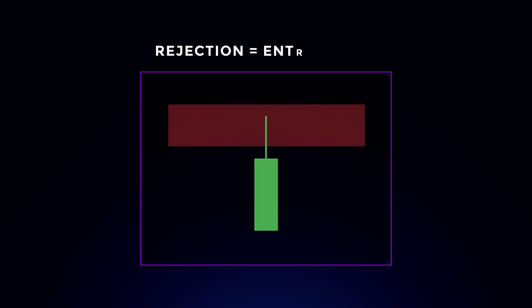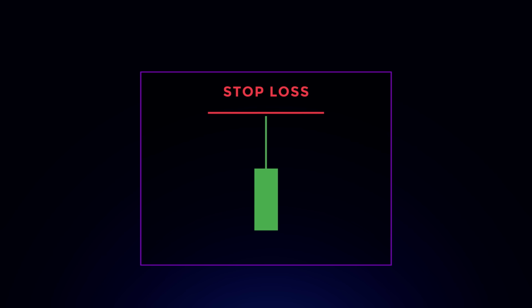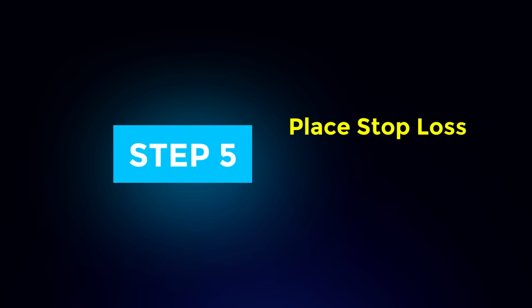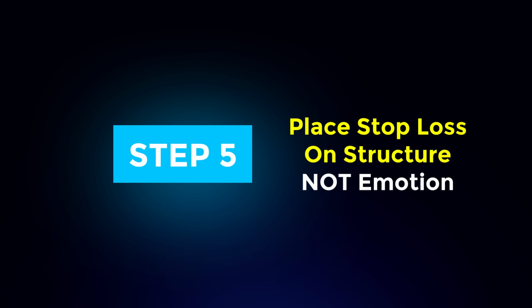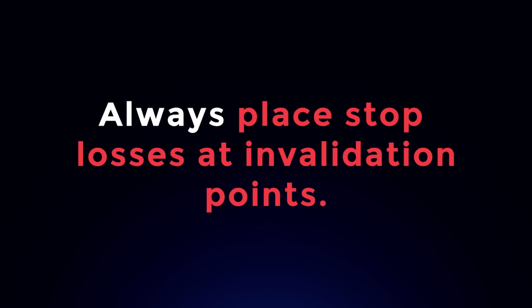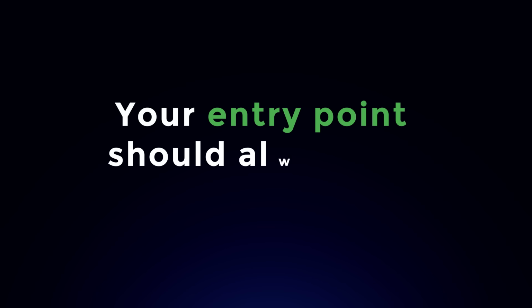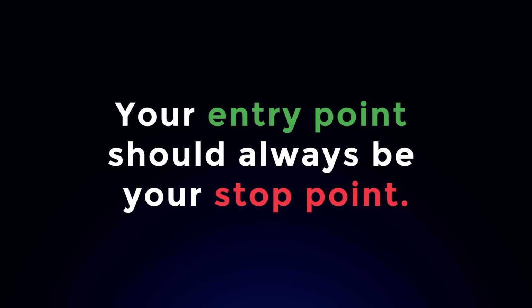And once you see that rejection, that's your entry signal. Enter immediately after the wick or rejection confirms the defense, with your stop placed just beyond the invalidation points. Step number 5, place your stop loss based on structure, never on emotion. Too many traders place stops emotionally. Smart traders use structure. Your stop should always sit just beyond the level that proves your trading idea is wrong.